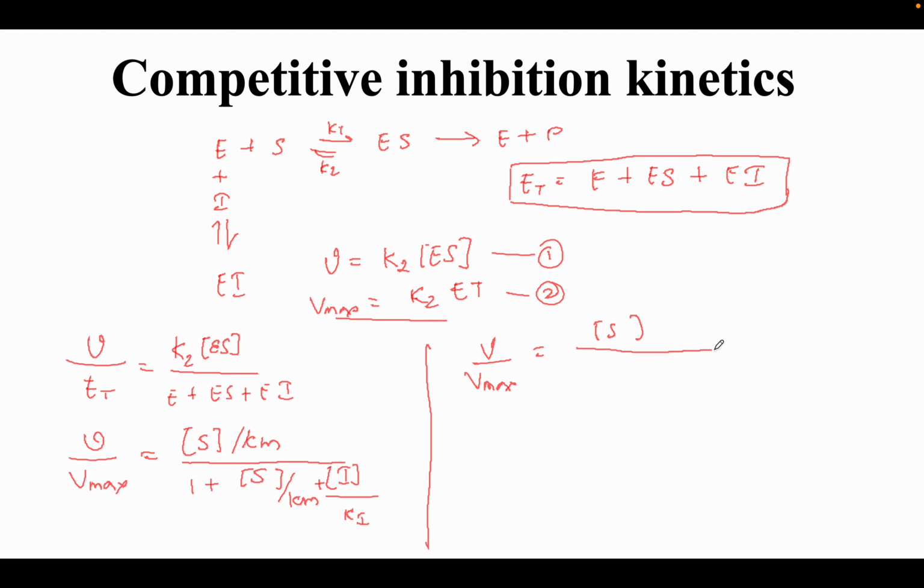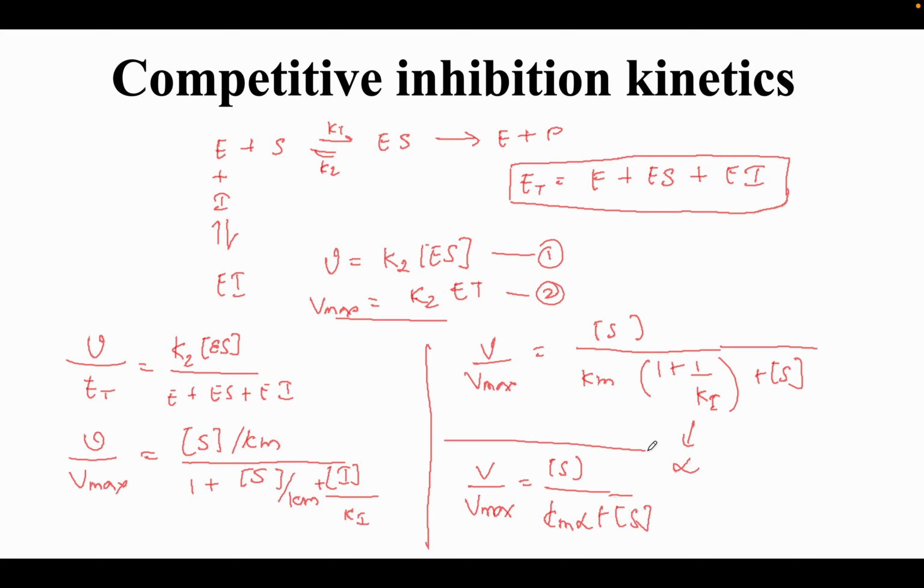S upon Km, 1 plus I by Ki, plus S, and this fraction we can label as alpha. So we can write V by Vmax is equal to S upon Km alpha plus S. So this is the equation for the competitive inhibition. So this is the rate.